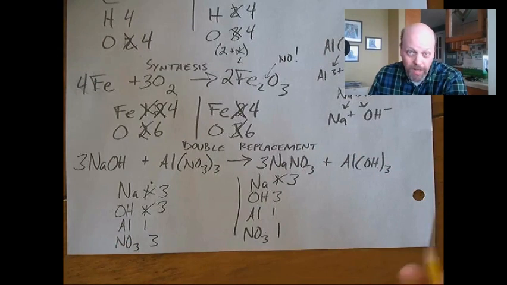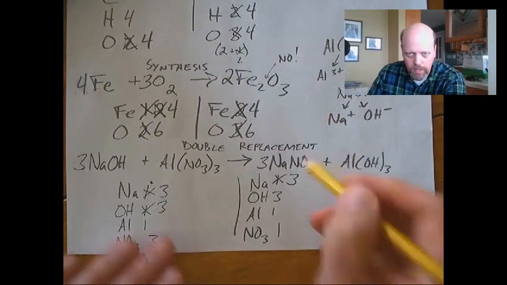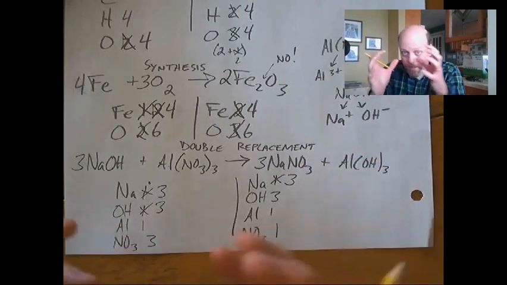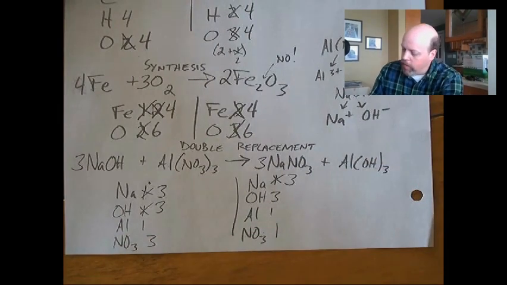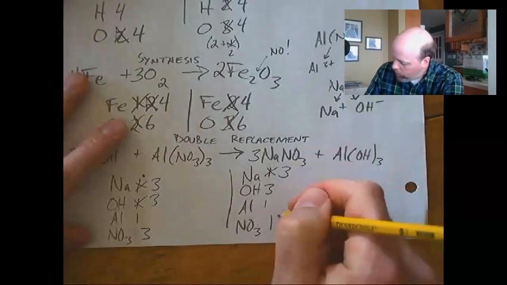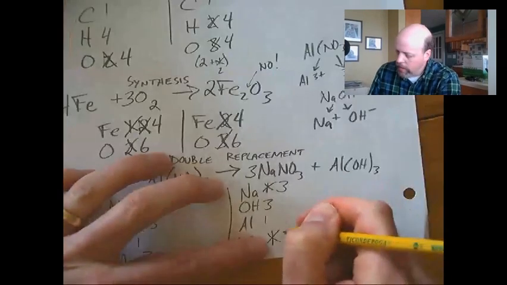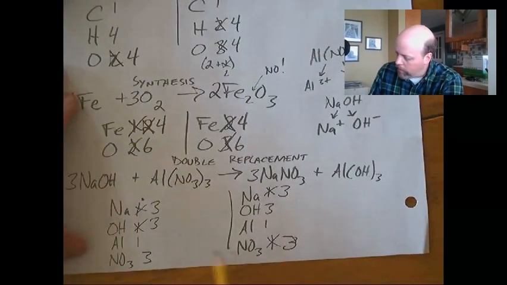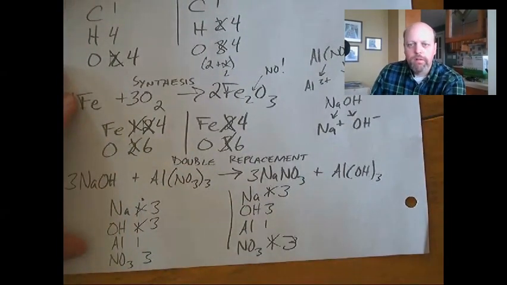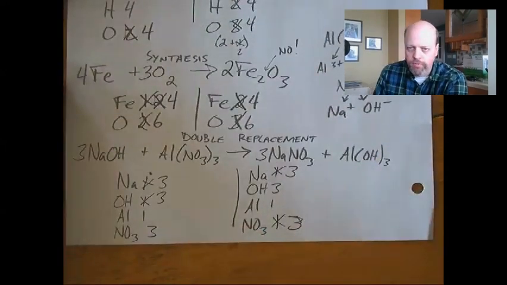It also makes 3 nitrates on this side, right? Because there's NO3. That's a single entity. That's a single thing. So we've got 3 of those now. So we'll write in a 3 right there, and then we're all set. Right? And it ends up working out pretty straightforwardly and simply that way.